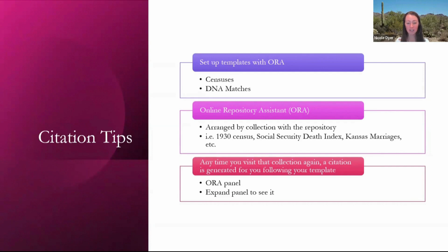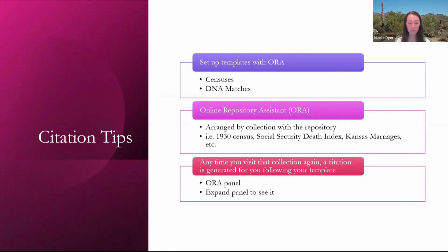Anytime that you visit that collection again after you've made a citation template, then it generates a new template for you for that person, that new person within the collection, following your template. So it automates the process of making citations for you, which is why I love it, because it gets rid of a lot of that work that you don't need to do, that you just need to check rather than type it all out. So I'm going to show you a little bit more about ORA.